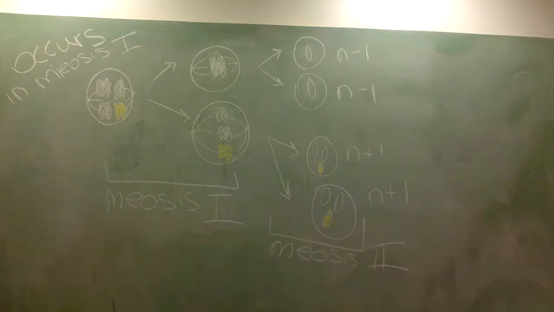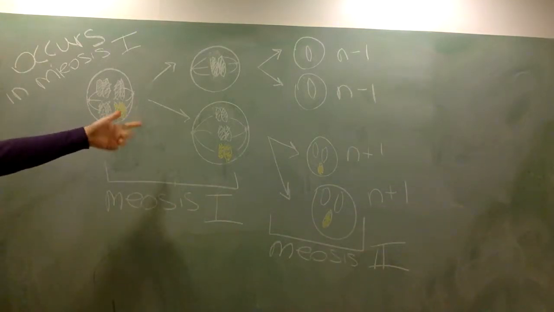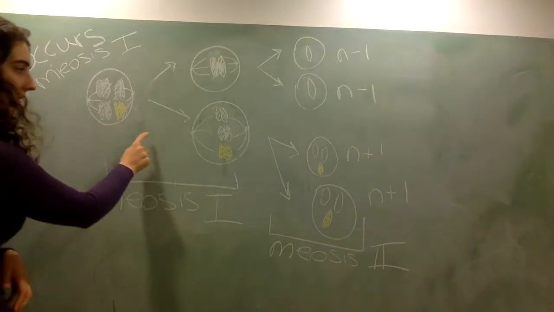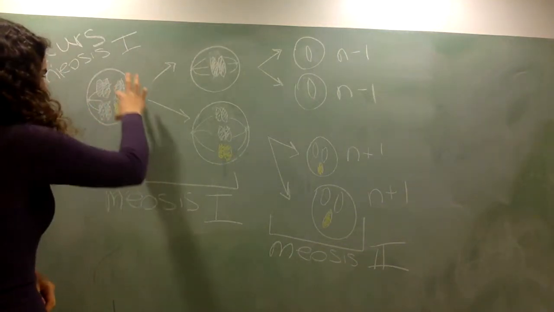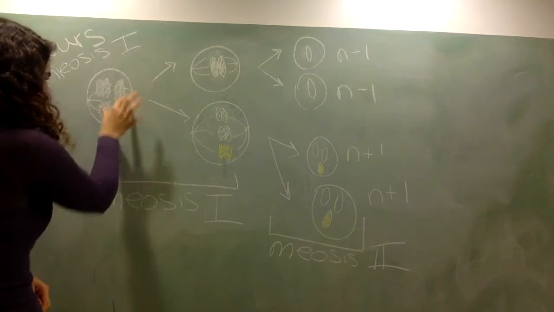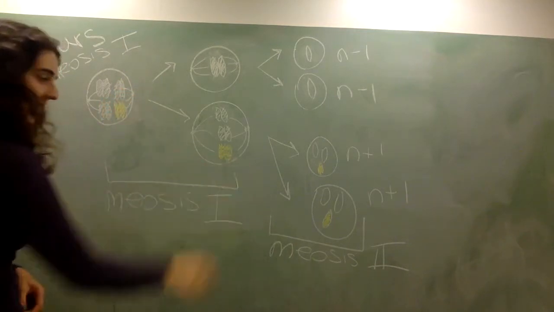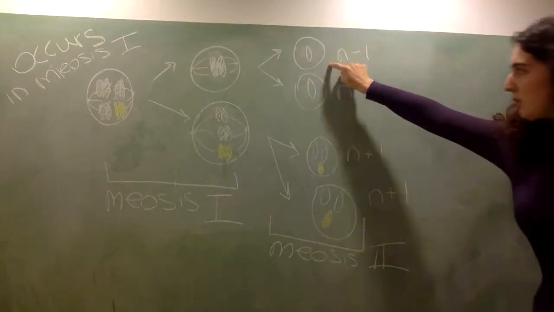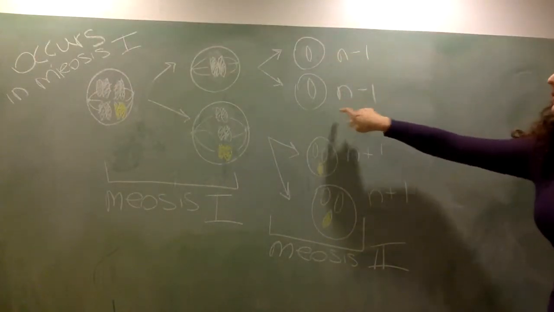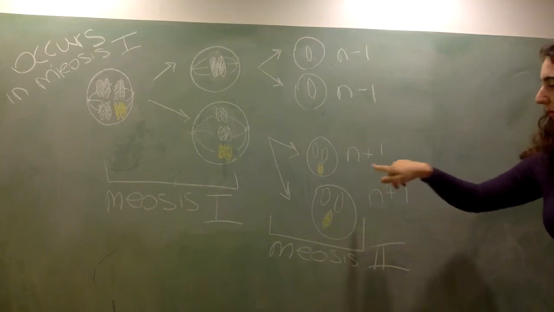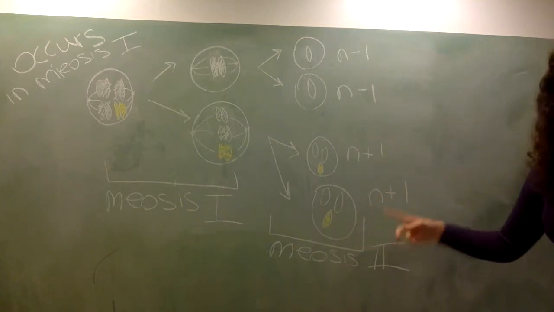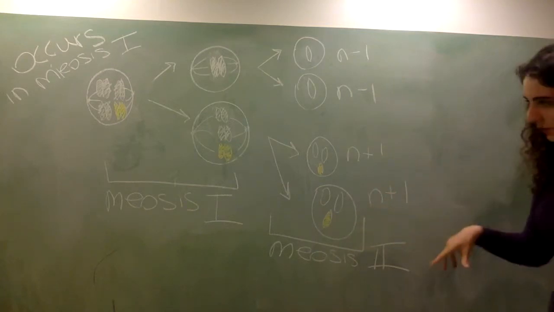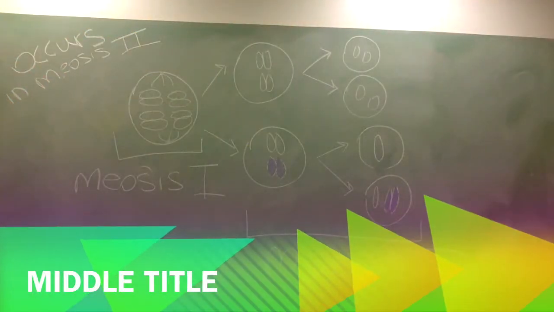As you can see, the non-disjunction is occurring in meiosis 1. There's a failure to split here, so these two are sticking together, and that just continues out, and this is what happens. So you have the normal number of chromosomes minus 1, normal number of chromosomes minus 1, then the normal number of chromosomes plus 1, and once again, the normal number of chromosomes plus 1.